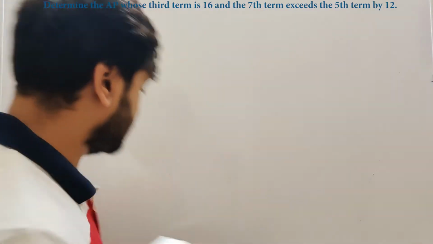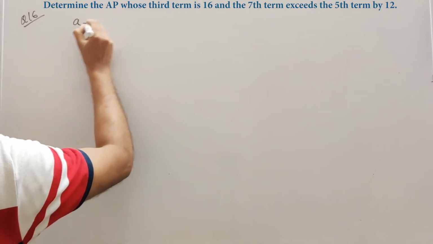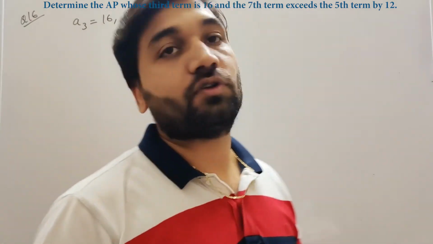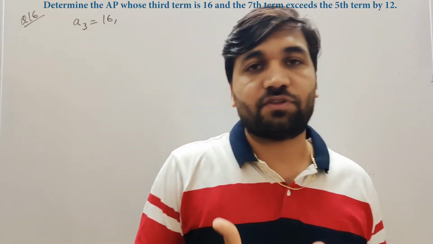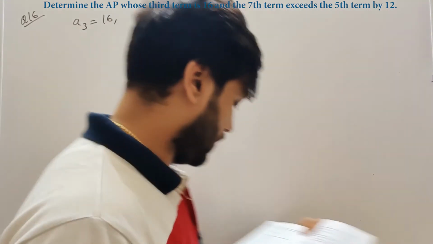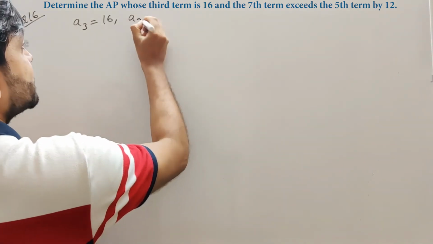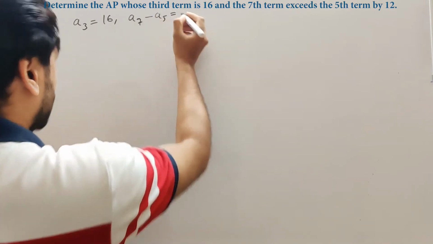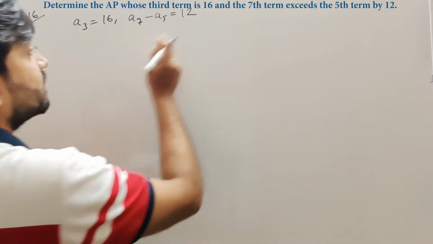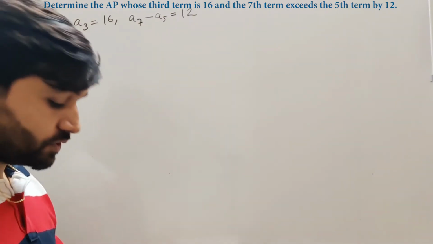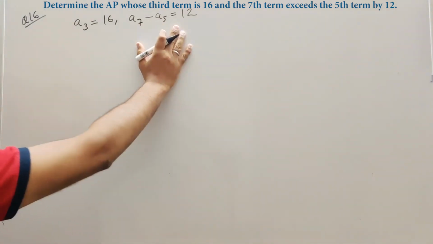The question is, determine the AP whose third term is 16, and whose seventh term exceeds the fifth term by 12. So I write down the third term as 16. The seventh term is more than the fifth term by 12. How do we write the equation? A7, the seventh term, minus the fifth term is equal to 12. The seventh term is more than the fifth term by 12. That is what is given in the question.